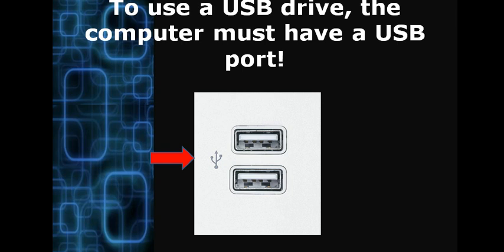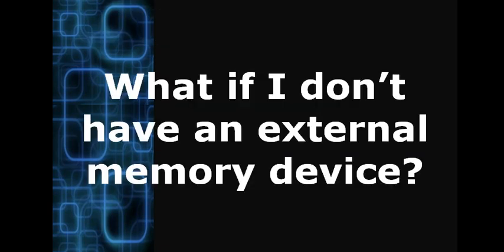So if you look at where the red arrow is pointing, you'll see that little squiggly thing with shapes on the end. That symbol means it's a USB port, and you can plug in a USB drive, or sometimes it's a cable that you'll need to plug in for other devices as well. So if it has that little symbol and those little input boxes, then you should be okay to use a USB drive. So what if you don't have one?